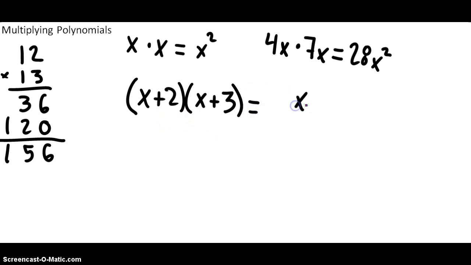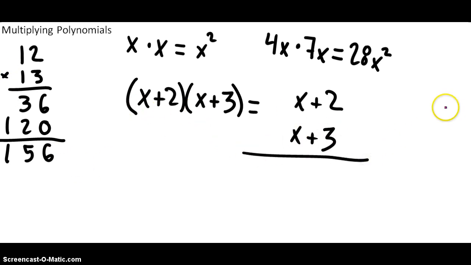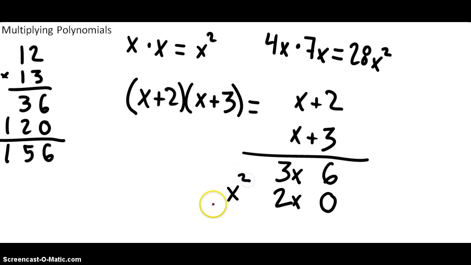We set it up like this. Now, since we're big kids now, we're not going to use this symbol meaning times, because it looks like an x. So we're just going to know that we're multiplying here. And watch how I do it. Just like this. 3 times 2 is 6. 3 times x is 3x. Now, we put a 0 here, just like over here. x times 2 is 2x. x times x, remember, is x squared.